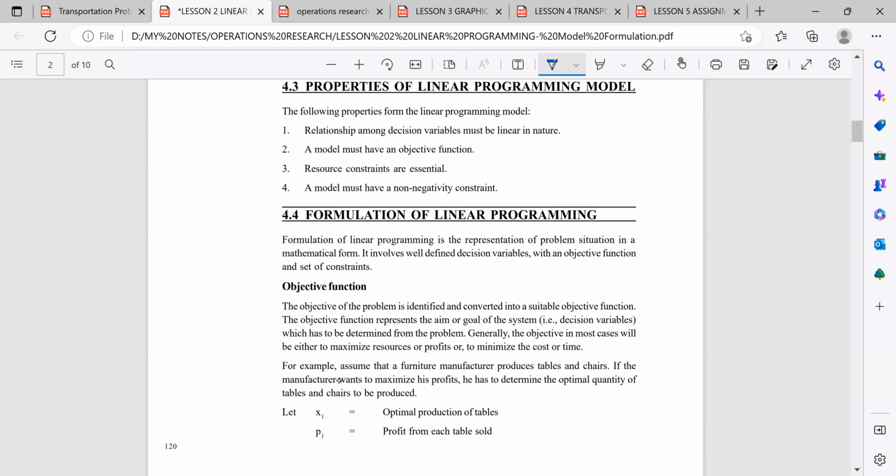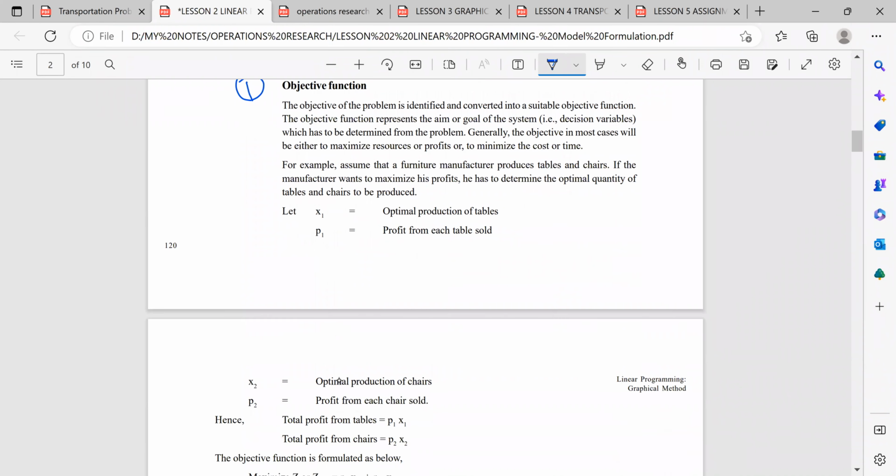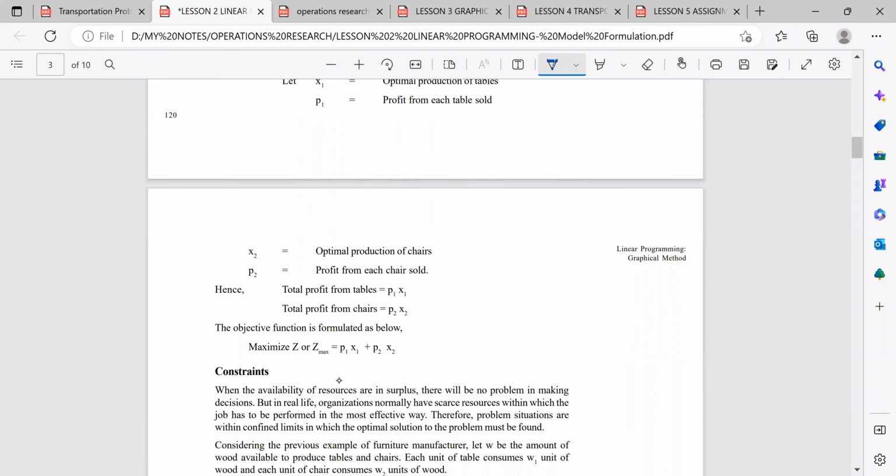And this is important because an LP, being a model, has several components. And one of the components of an LP is an objective function. So the model will not be complete if there's no objective function. And the other component that must be there is what we call the set of constraints. Usually these are resource constraints.